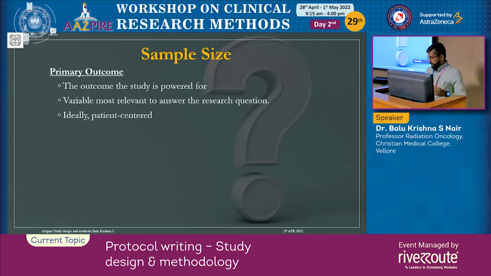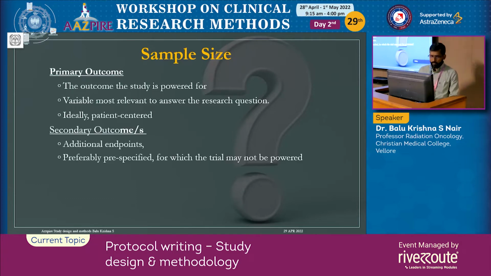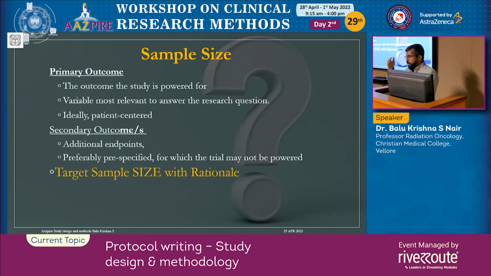The sample size, not my purview, but I would just say your primary outcome is what your study is powered for. So your sample size is calculated based on the primary objective or the primary outcome, and ideally this is a patient-centric outcome. And there are additional endpoints. But see, I said it's an iterative process. Your sample size actually determines your research question, and your methods change because of that. So always think of your sample size. What is your realistic sample? Based on that, you should do it. When you write methods, your target sample size and the rationale for that sample size should be in your mind.